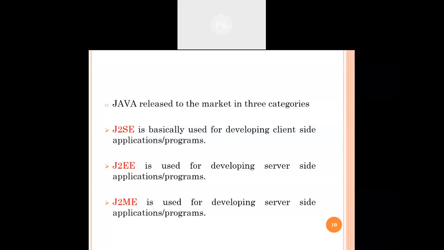J2SE is basically used for developing client-side applications, or we can say it is used to develop standalone applications. What is a standalone application? That application will be executed on a single disk and its result is not shareable. J2EE is used to develop server-side applications, that means client-server applications. In that case, the client makes a request and the server provides. For example, I'm asking for my Facebook login, I want to check my previous year post.